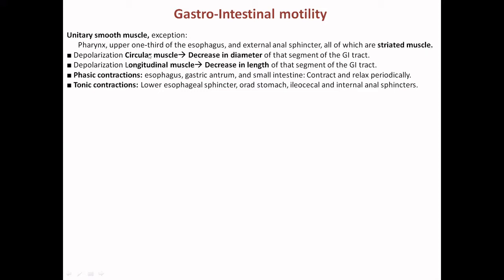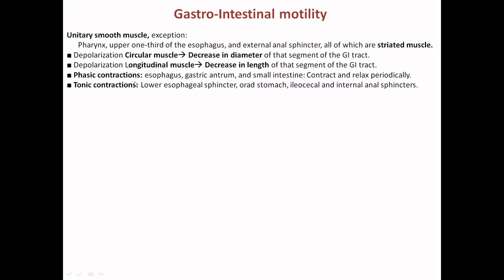The depolarization leads to the contraction of the muscle. So when a circular muscle is contracted, it decreases the diameter of the lumen of the GI tract. Whereas when a longitudinal muscle contracts, the length of the segment of the GI tract decreases.